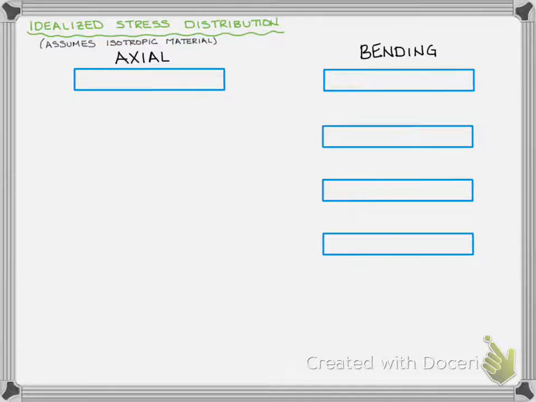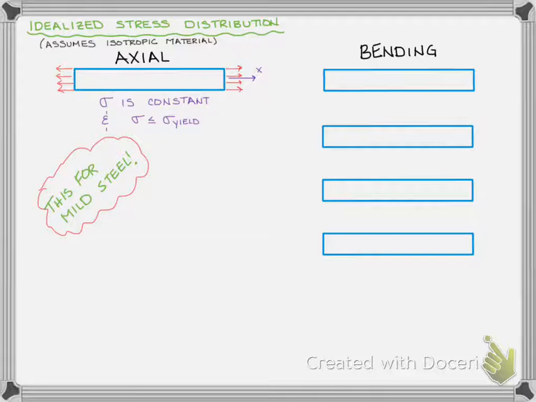So when we look at our axial, we're literally just going to be able to assume that it's the same stress distribution that we're used to. P over A, nothing's changed, the stress is constant, and the cool thing is, if we're talking about a mild steel, that elasto-plastic, perfectly flat plastic line, if we're talking about that behavior, well then we know that our stress is always less than sigma yield. So that's great. So axial is pretty straightforward.